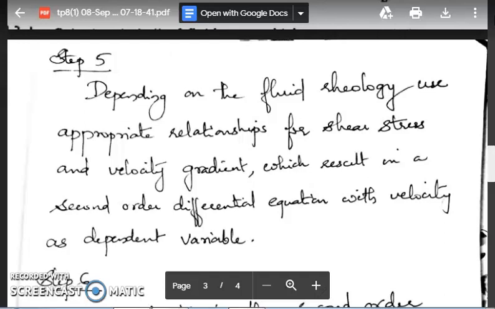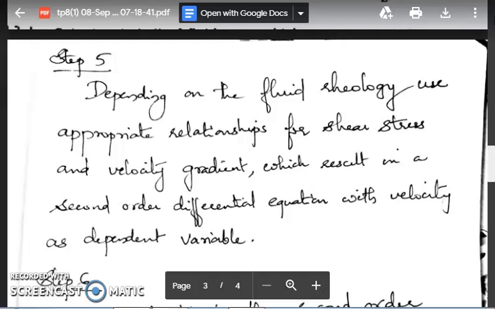That means after getting the shear stress distribution or the expression for shear stress, you have to observe the rheology of the fluid. In most of the cases, the fluid will be a Newtonian fluid. So if the fluid is Newtonian, we can use Newton's law of viscosity, that is, tau is equal to minus mu into dvx by dy. Then we compare these two expressions for shear stress, and we will get the expression for velocity from this.